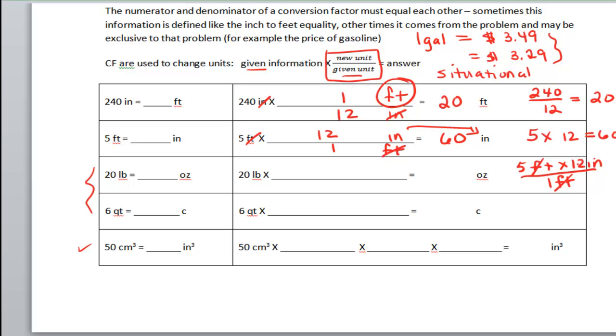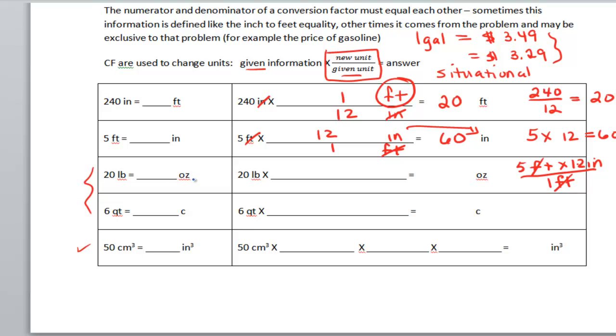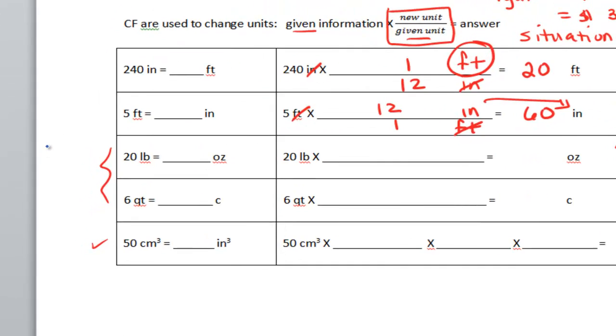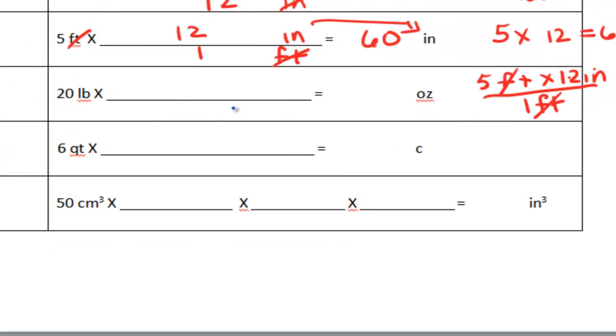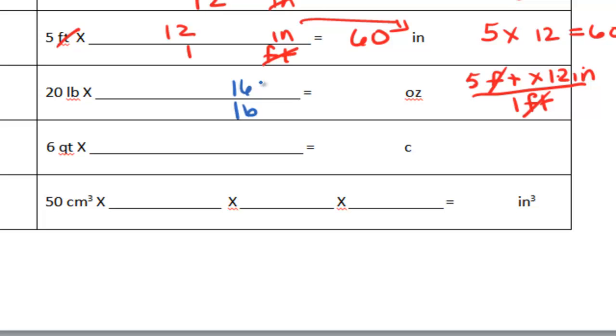You should have been able to finish these two problems. 20 pounds to ounces. You need to know that there are 16 ounces in 1 pound, and this is weight ounces, not fluid ounces, so that can get confusing. And you would want pounds on the bottom and the 16 ounces on top. 1 pound, 16 ounces. So 20 times 16 is 320 ounces, and you have canceled out your pounds.